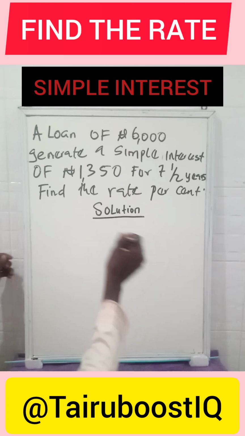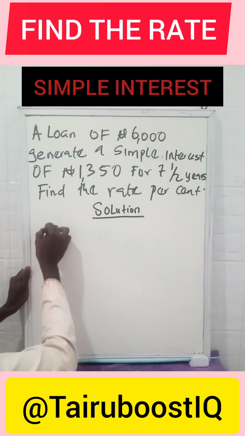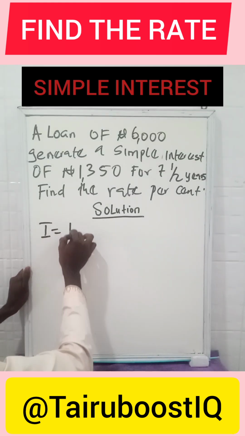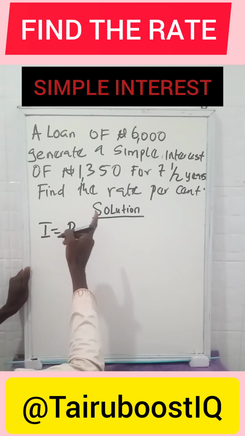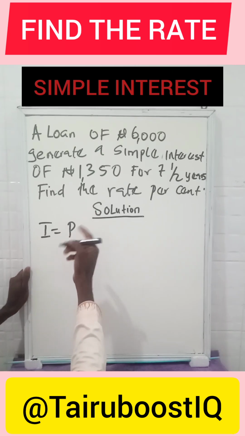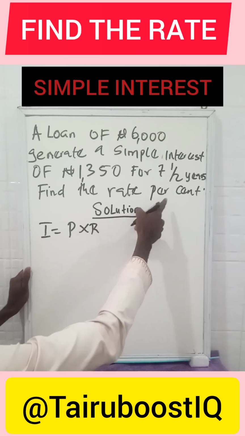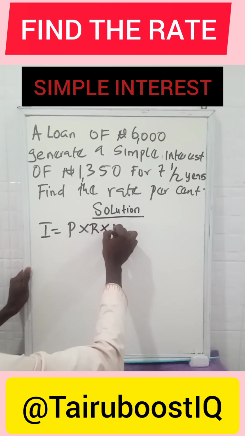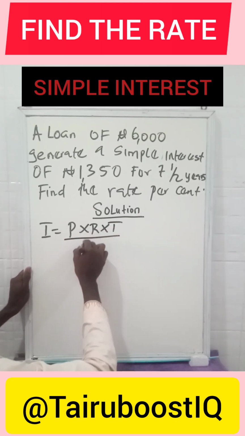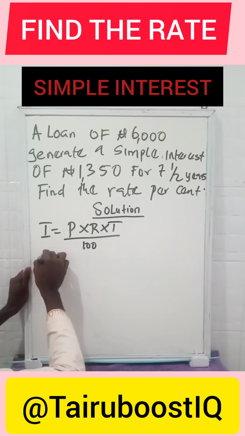So first of all, what is the formula for simple interest? I is equal to P, which is the principal, the money I borrow or loan or invest, multiplied by R, which is the rate, the one they asked us to find, times T, all over 100.